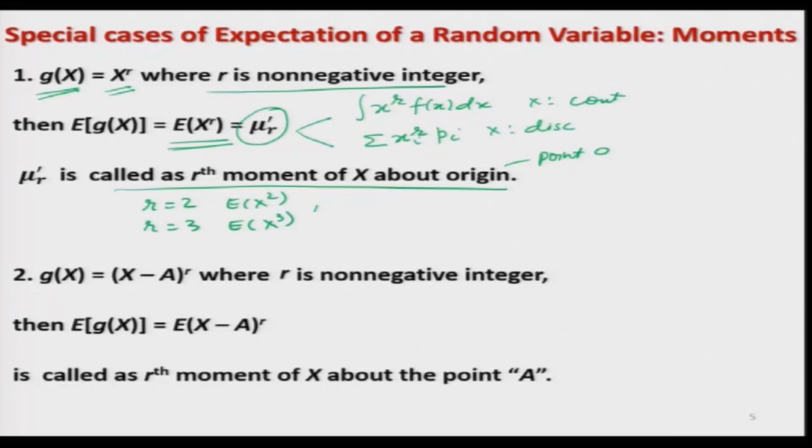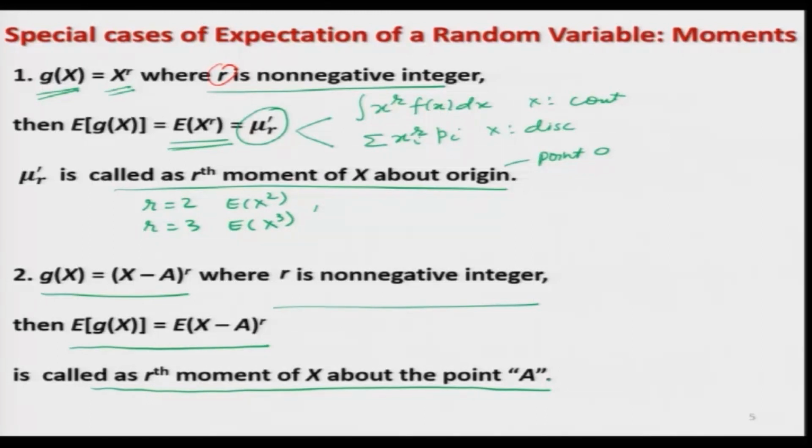Now, the second special function of random variable I am considering here is g(x) equal to (x minus a) raised to the power of r, where r is a non-negative integer and a is some value, some constant. Now in this case the expected value of g(x) is going to be the expected value of (x minus a) raised to the power of r, and this is called the rth moment of X about the point a.